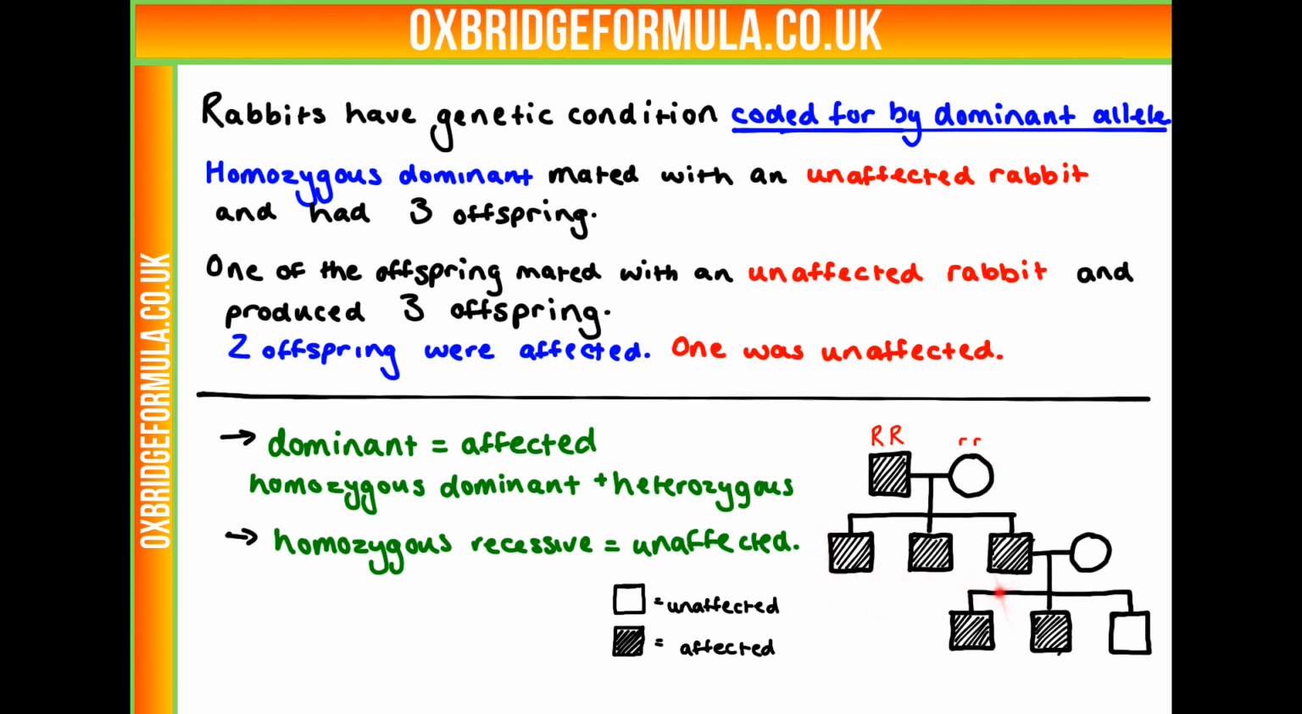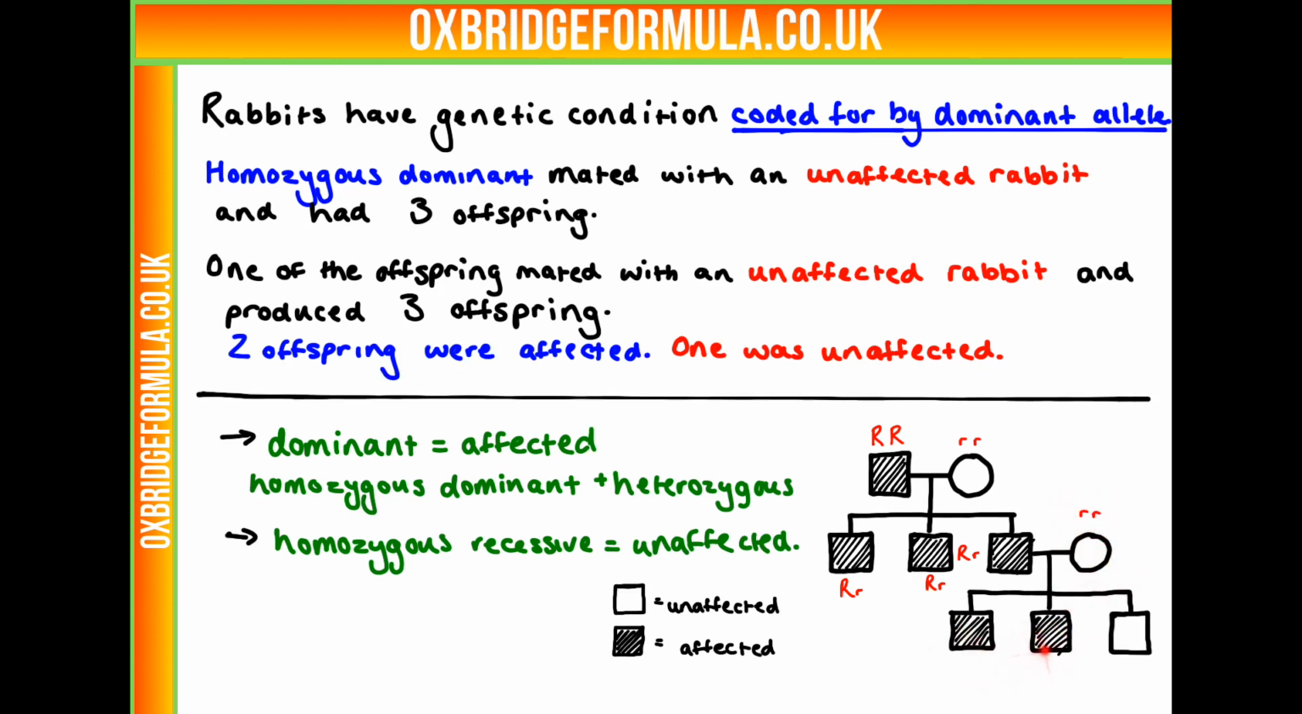So this means for the children, each is going to inherit 1 dominant and 1 recessive. There's no other combination we can do there. Each is going to have 1 dominant, 1 recessive, being heterozygous, still being all affected because it has that dominant allele. One of the children is then mated with another unaffected rabbit, so that's going to have 2 recessive alleles.